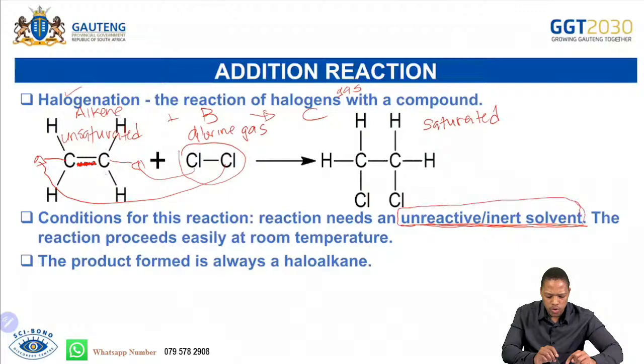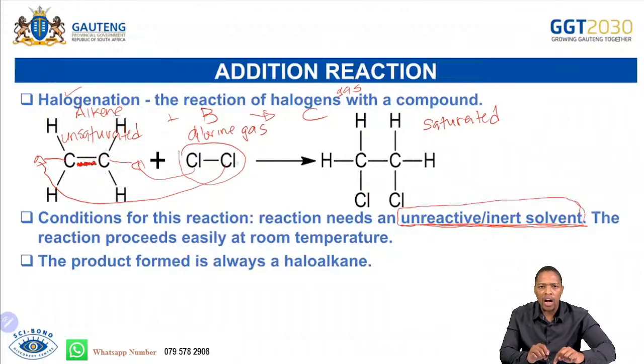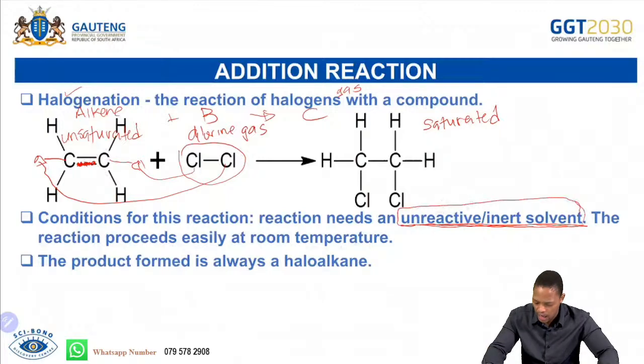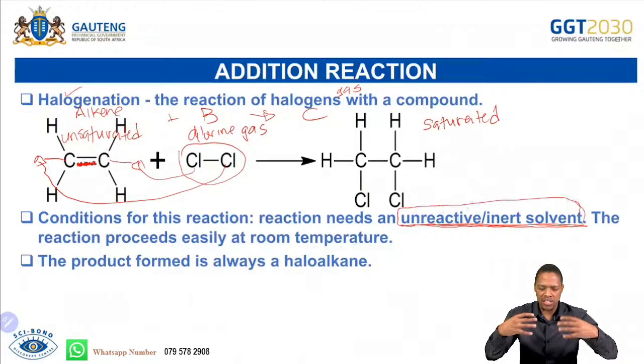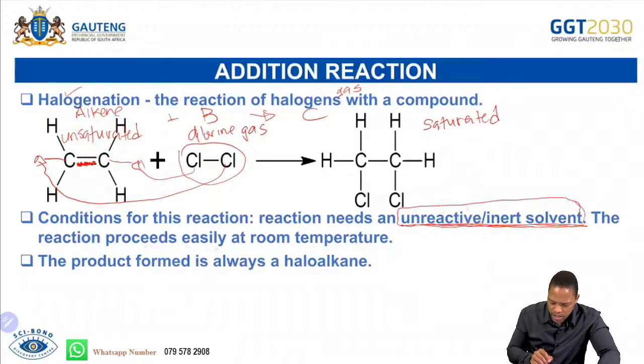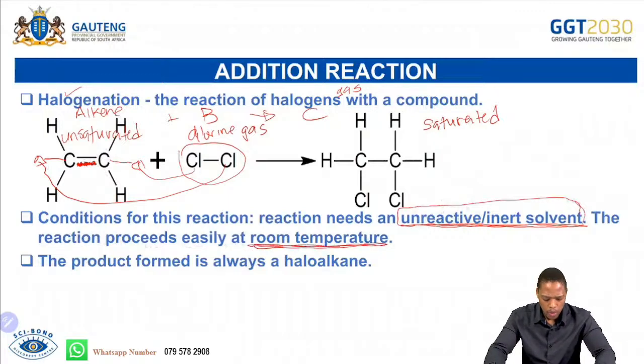The reaction is only going to be between the alkene and the halogen gas, but the solvent will not be part of the reaction itself, it's unreactive. Unreactive meaning it does not want to react, does not want to form part of this, so it becomes neutral between these two substances. So in general, that's what we mean. The condition is that we need an unreactive or inert solvent. And we also say that this reaction really proceeds very easily at room temperature. So it just needs room temperature for this reaction to proceed.